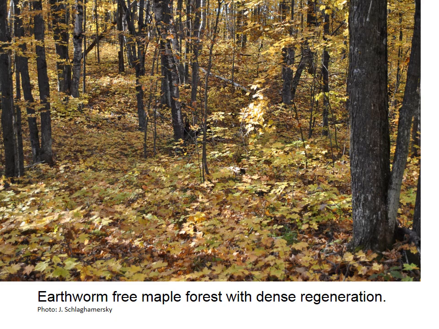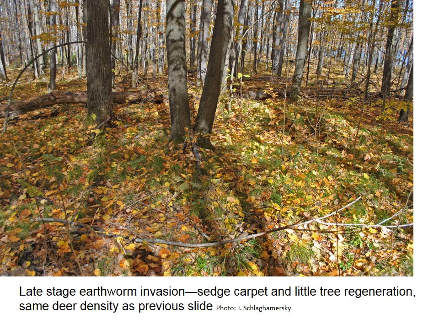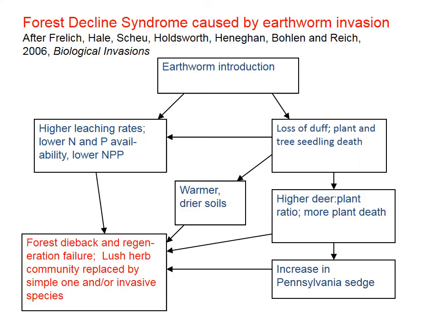Then for the worms, here's an earthworm-free maple forest. All of the yellow you see on the forest floor there is sugar maple seedlings. Several hundred thousand of them per acre. And after earthworm invasion, the seedlings are almost gone. They're reduced by more than 99% in density and replaced with sedges and grasses. So here the earthworms are facilitating the invasion of grasslands into the forest as a factor in addition to the warming climate.